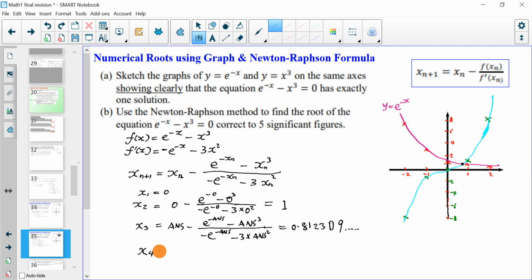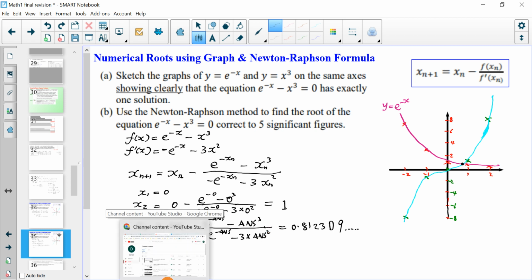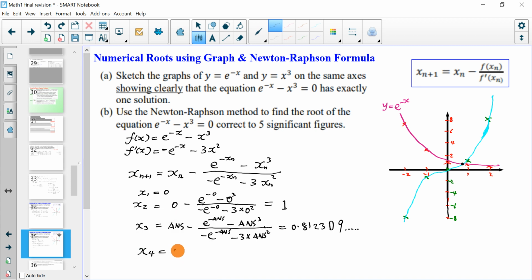The calculator will do that same expression one more time. That gives me 0.77427... Okay, keep going. Press the equal sign again. That will give me the next value, x5. That is 0.77288.